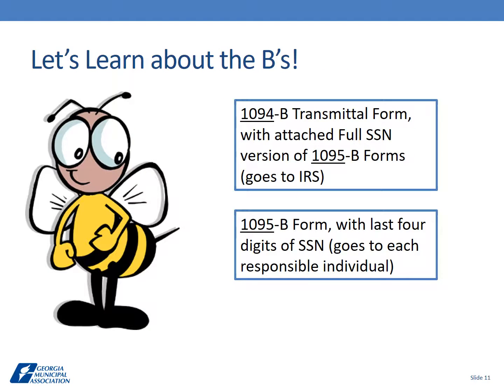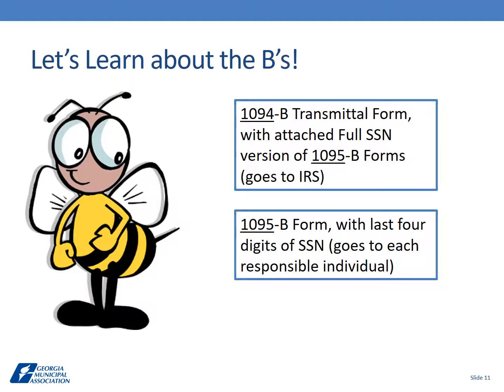Let's learn about the Bs. First, there's the 1094B. That is a transmittal form, and when you transmit that form, you are going to attach the full Social Security number version of the 1095B forms. The transmittal form and all the attached 1095B forms will go to the IRS. The 1095B form goes to each responsible individual.